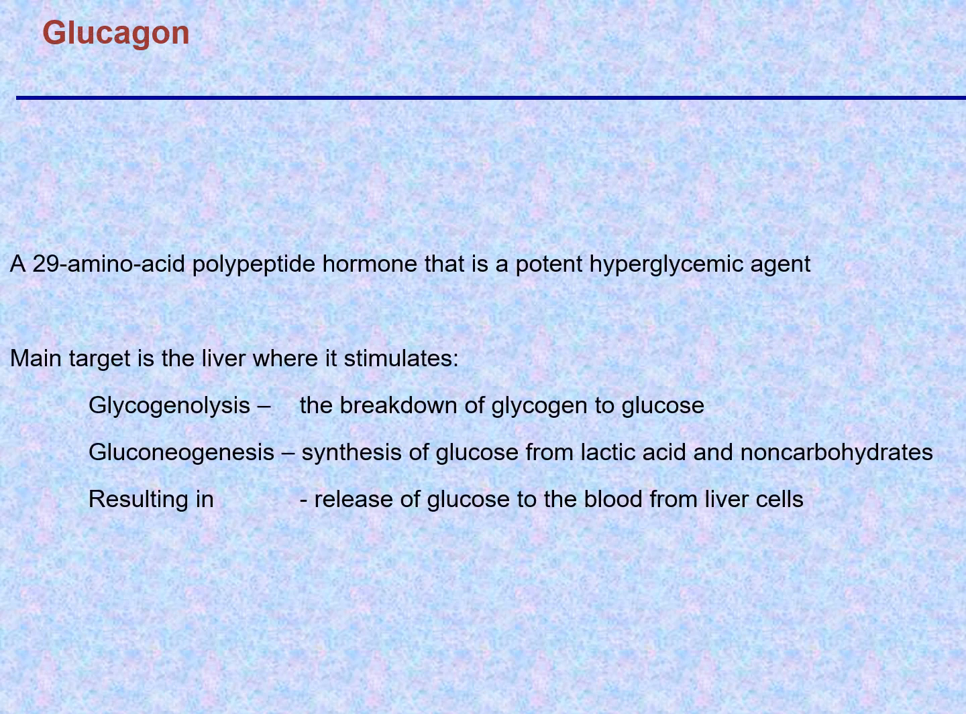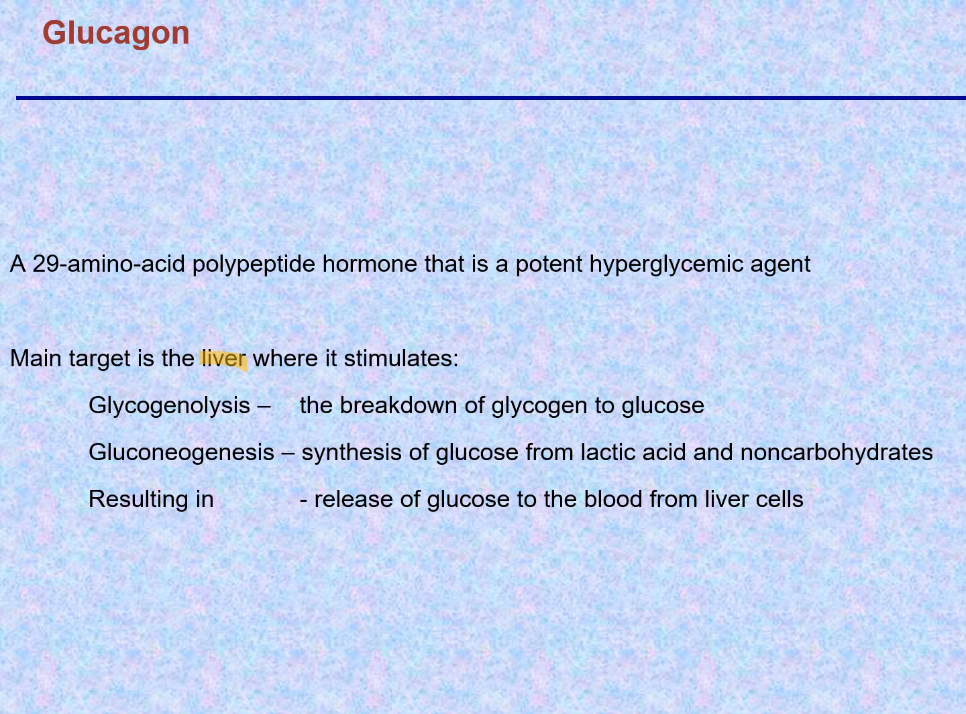Glucagon is a polypeptide, a protein molecule. It has a potent ability to increase glucose levels in the bloodstream. That's called the hyperglycemic action, or it acts as a hyperglycemic agent. The main target for this hormone is the liver, and it will trigger two kinds of responses in the liver.